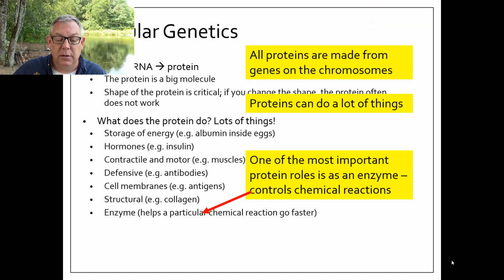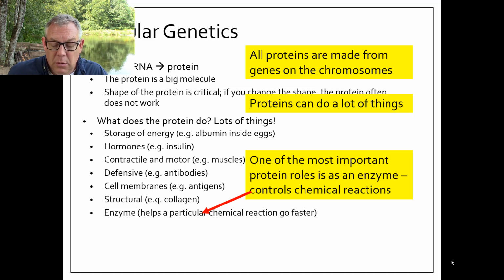And remember again, all proteins are made from genes on the chromosomes. And proteins can do a lot of things. Here's that list again. Proteins are incredibly important. They have a lot of diverse function. Most of the time their function is related to their shape. But one of the most important roles is this role as enzyme.